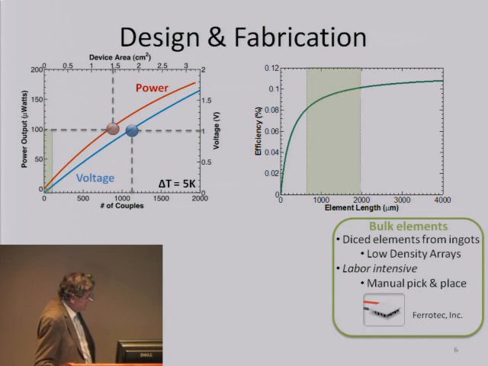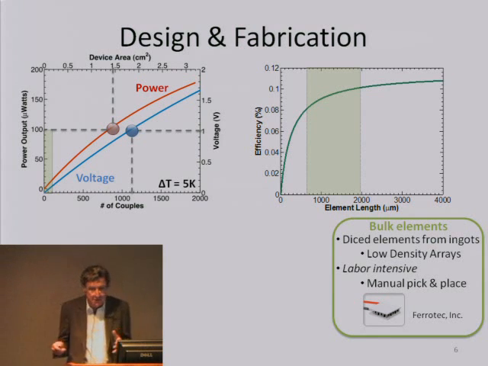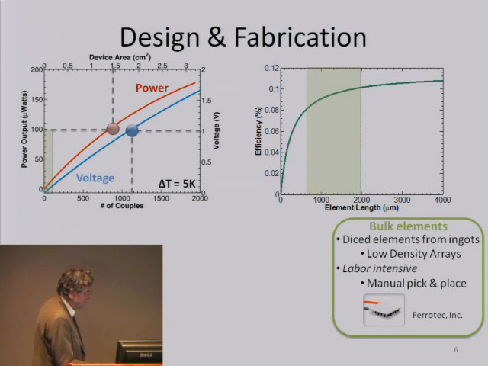So let's look at the ways these devices could be made. This is the way that large thermoelectric generators, and by large I mean something that's a few centimeters by a few centimeters, are made at the moment. There are several companies making them. One of them is down here. So you dice these elements from ingots. You place them in arrays. That's labor intensive. It's a manual pick and place, although typically these days that will be done by a robot rather than by a human being. But the result is rather expensive devices.